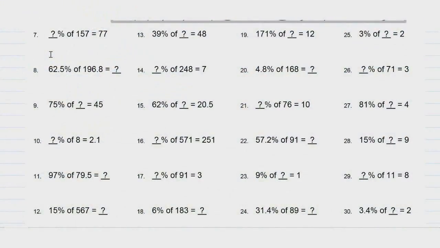Welcome back. You were supposed to do 13, 14, 15, 16, 17, and 18. Problem 13. 39% of a number equals 48. We change this to a decimal by moving the decimal 2 spaces to the left. The decimal's not in sight, it's on the right, so that becomes 0.39.